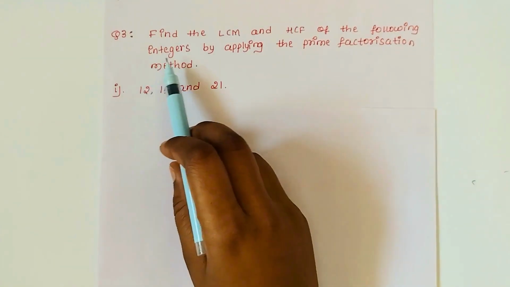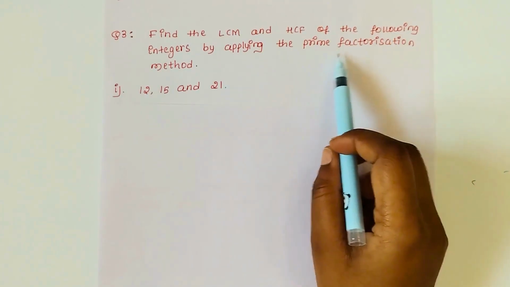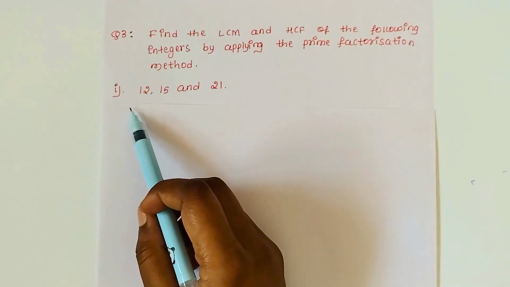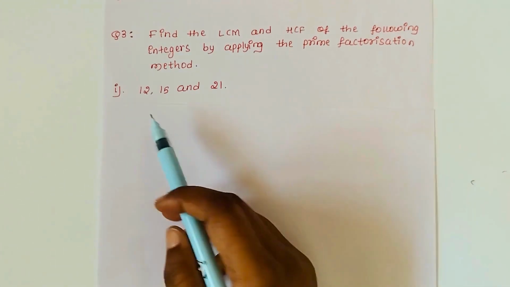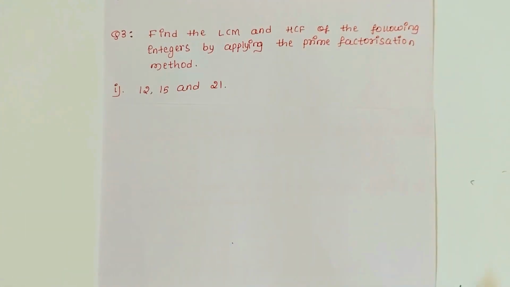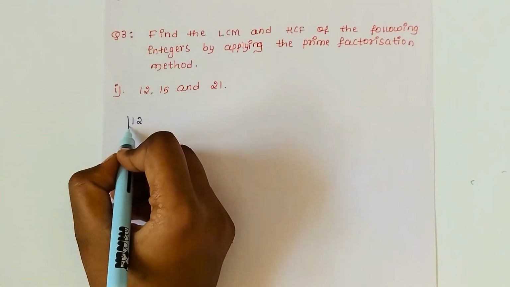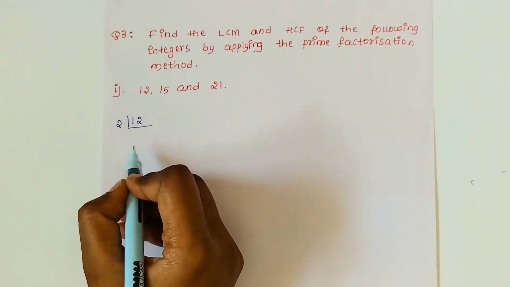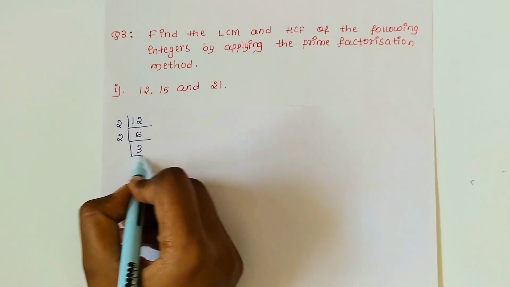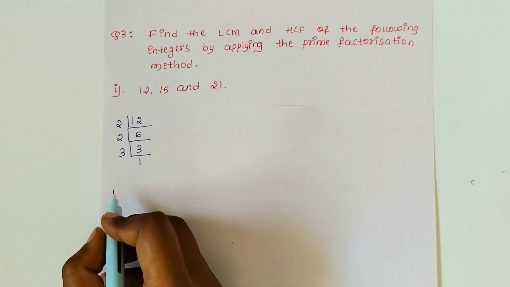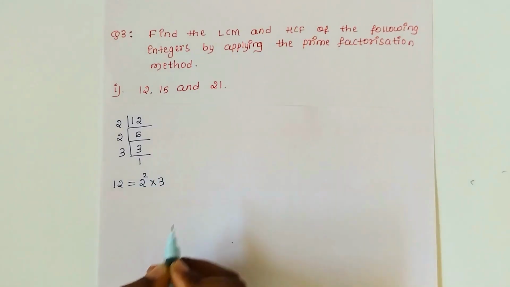The third question is: find the LCM and HCF of the following integers by applying the prime factorization method. See, in the first question, the integers are 12, 15 and 21. We will get prime factors for all those three integers by using the factorization method. First, I am taking 12. I am starting with the lowest prime number. 2 6s are 12, next 2 3s are 6, 3 1s are 3. And here I am writing 12 as 2 to the power 2 into 3.